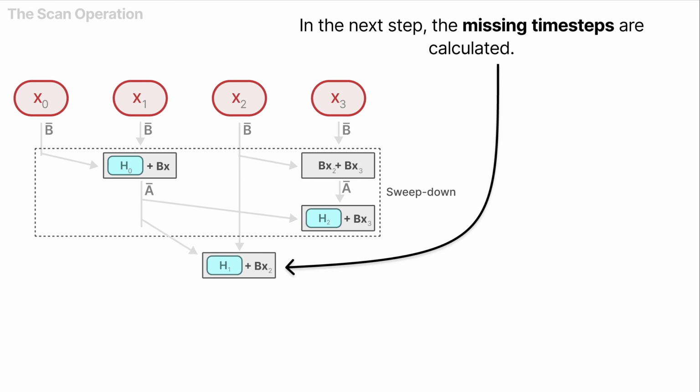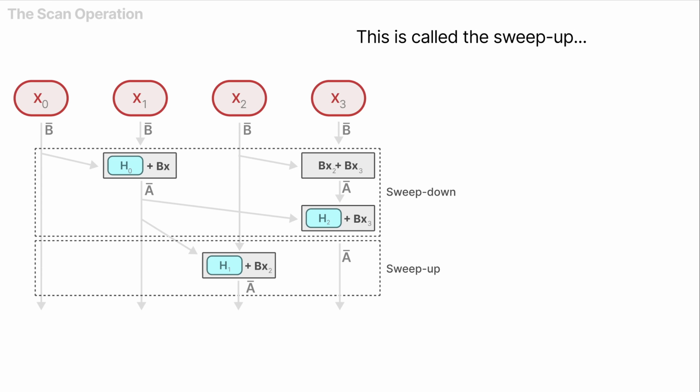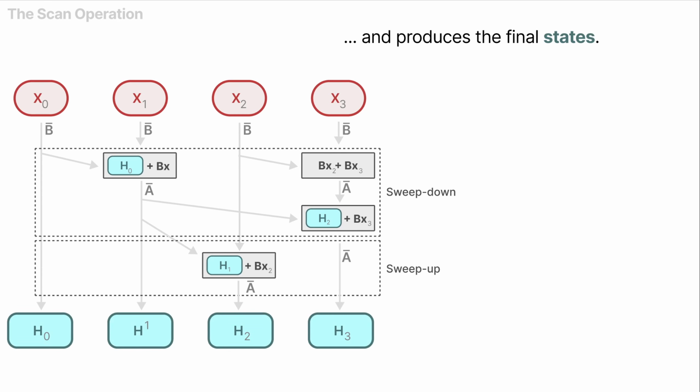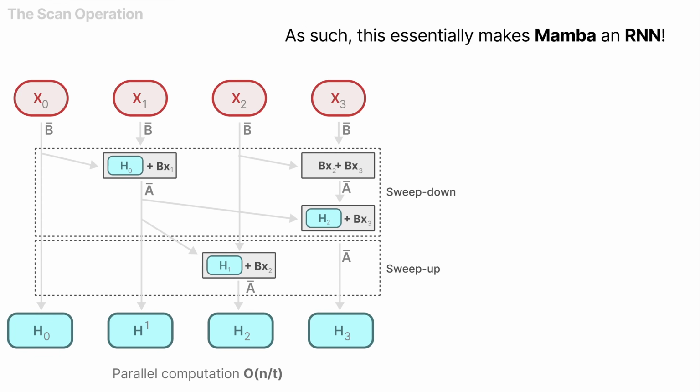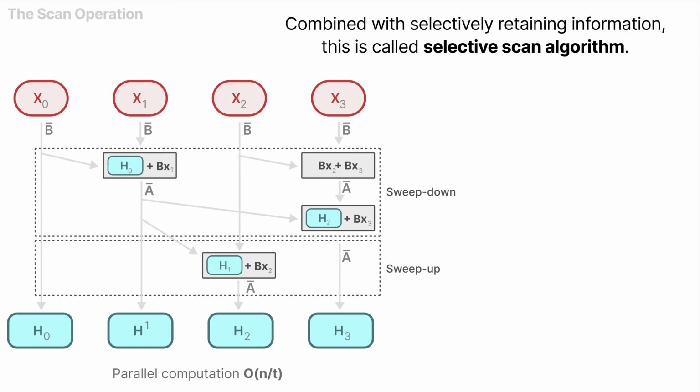In the next step, the missing time steps are calculated. This is called the sweep up and produces the final states. This process allows for parallel computation of intermediate steps. As such, this essentially makes Mamba an RNN that is parallelizable. Combined with selectively retaining information, this is called the selective scan algorithm.